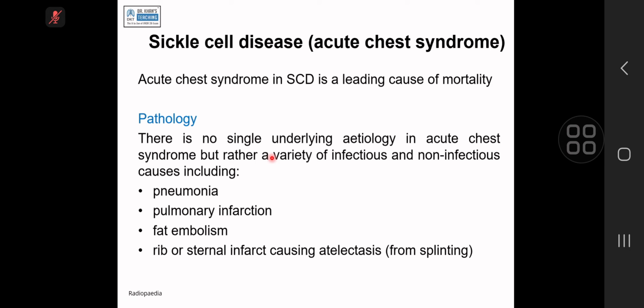These are, of course, acute. And do you see this? Acute chest syndrome is the leading cause of mortality. Can you imagine? Many patients with sickle cell disease die because of this. These are the various things which happen: pneumonia and infarction. And even look at this one, rib and sternal infarction causing atelectasis from splinting, because the pain is so terrible that the patient is not taking deep breaths.